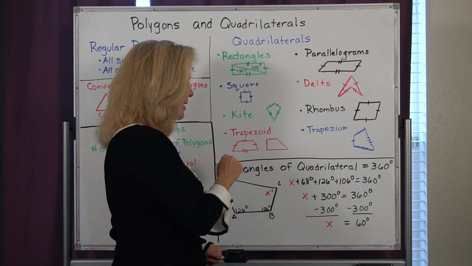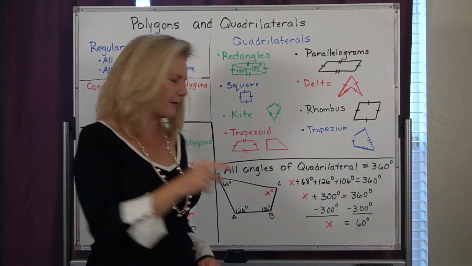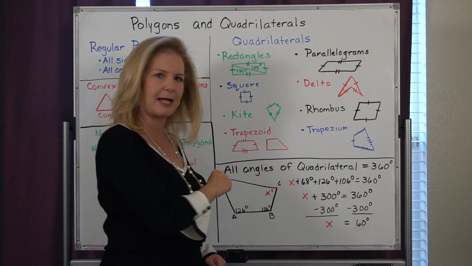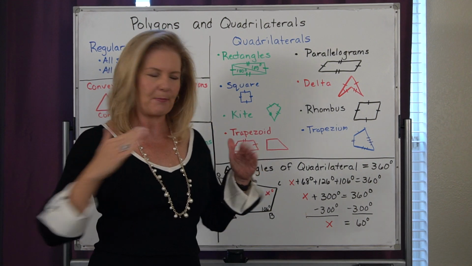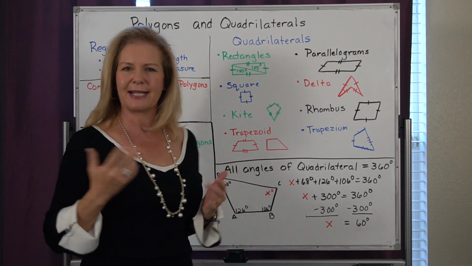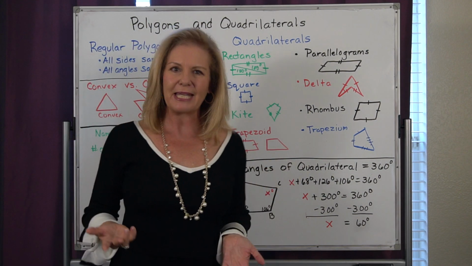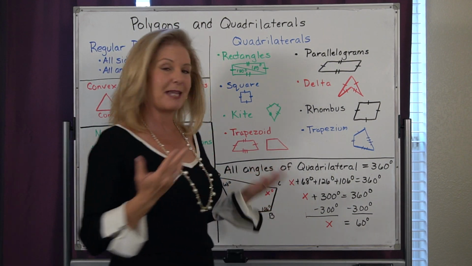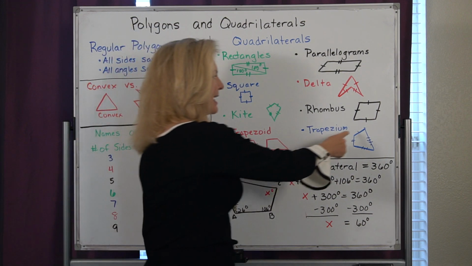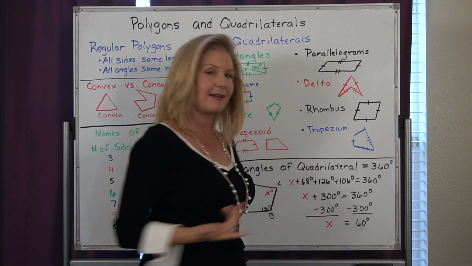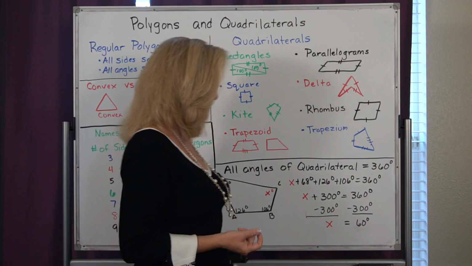Now, the trapezoid has one set of parallel lines, and we can see our set of parallel lines there. The other set is not parallel, and there's a couple different ways that we can draw a trapezoid for that. And then most people don't know the trapezium, and the trapezium is a four-sided figure, but it doesn't necessarily have any of the side lengths that are the same measure for that.